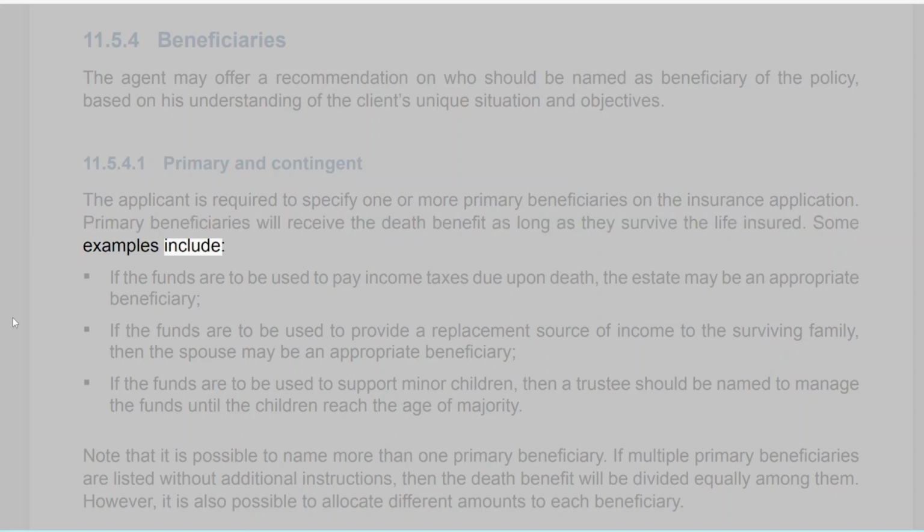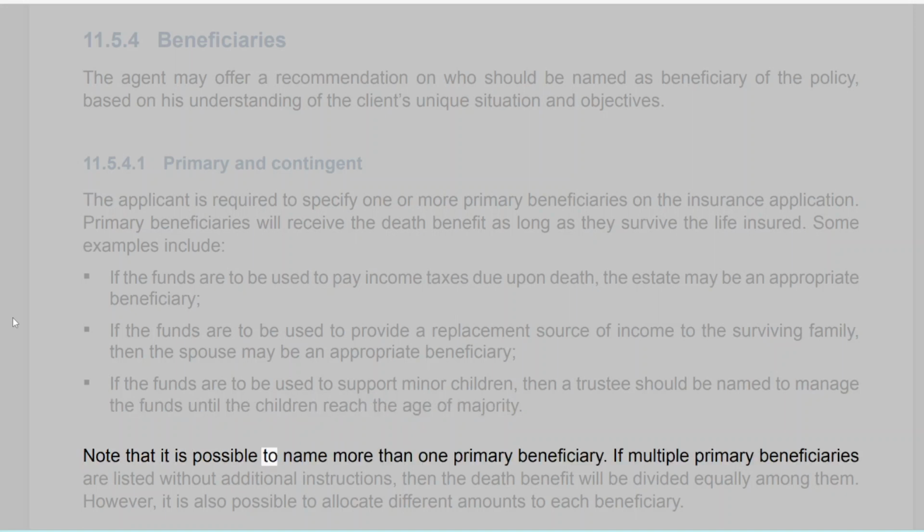Some examples include: If the funds are to be used to pay income taxes due upon death, the estate may be an appropriate beneficiary. If the funds are to be used to provide a replacement source of income to the surviving family, then the spouse may be an appropriate beneficiary. If the funds are to be used to support minor children, then a trustee should be named to manage the funds until the children reach the age of majority.